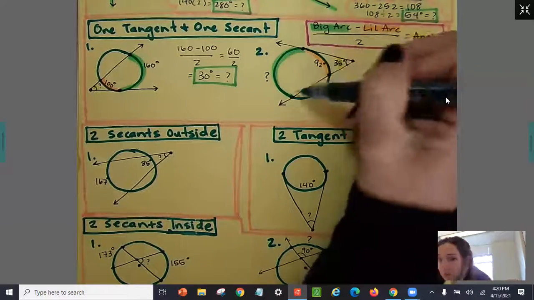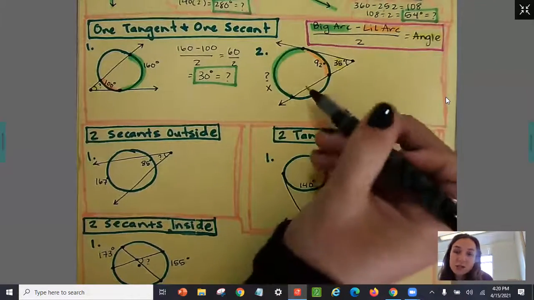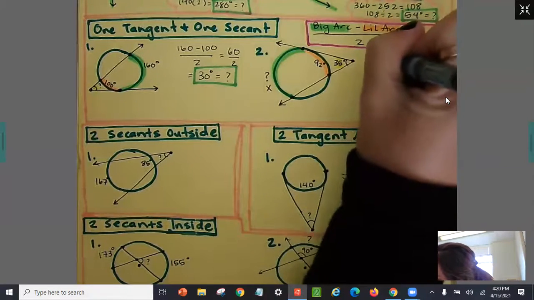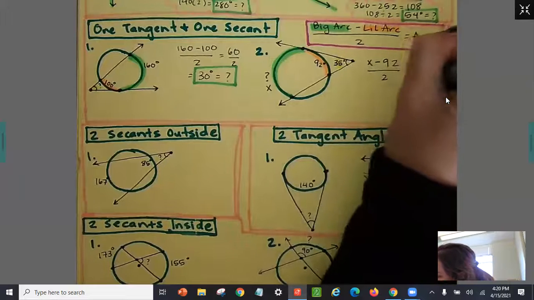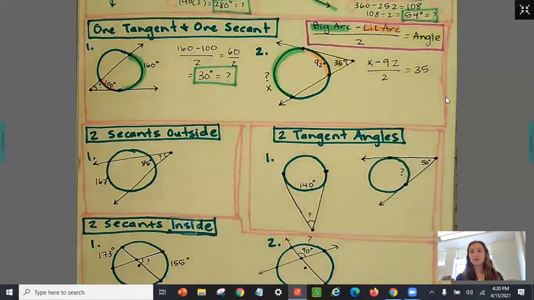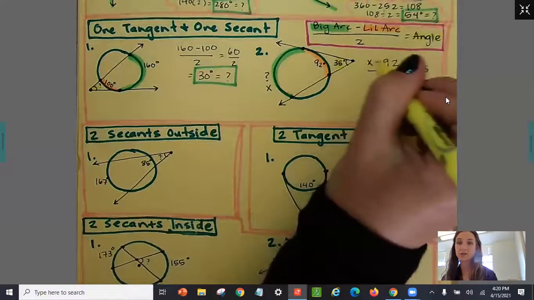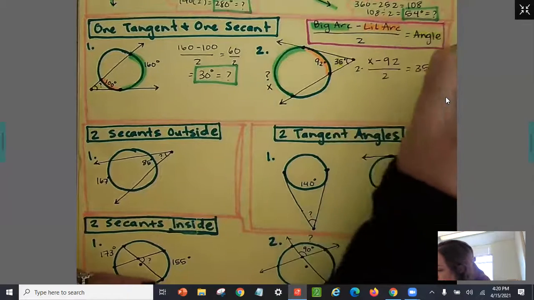Our big arc is question mark, which we're actually going to call x instead of question mark because it's just easier to work with. So we're going to do x minus a little arc, which is 92, divided by 2 equals our angle, which is 35. There are multiple ways of solving this problem, but what I like to do is just say that x is having 92 subtracted from it. So let's get rid of the divided by 2 by multiplying both sides by 2.